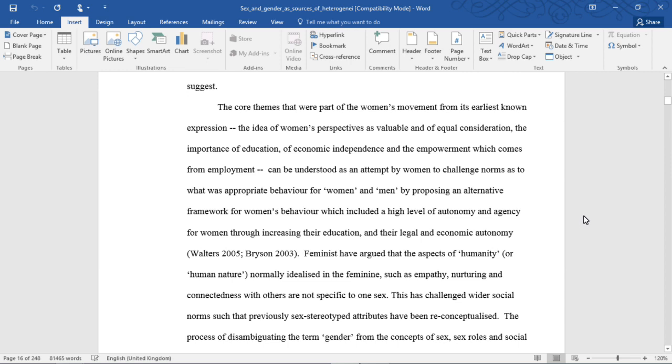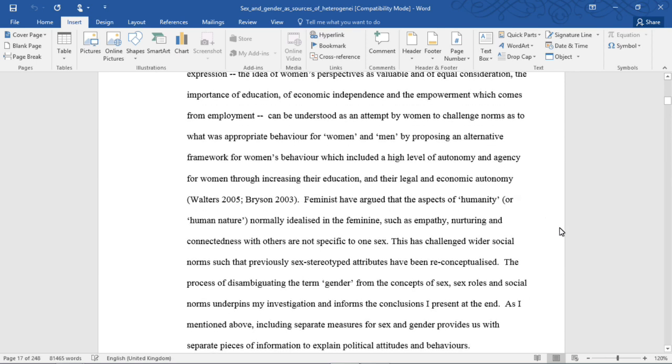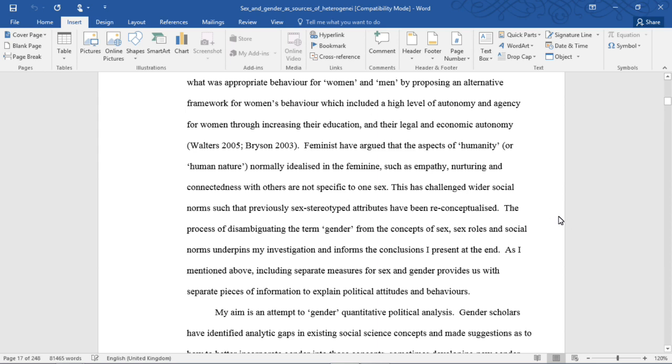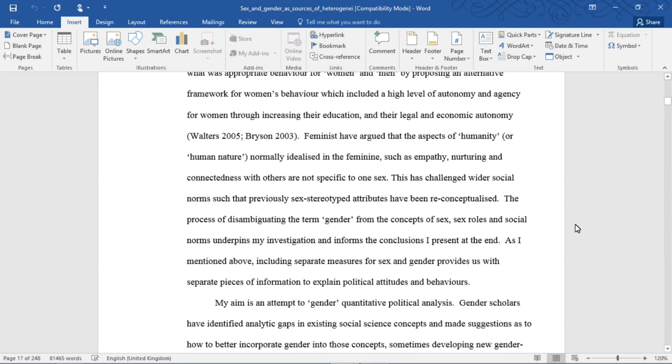The core themes that were part of the women's movement from its earliest known expression, the idea of women's perspectives as valuable and of equal consideration, the importance of education, of economic independence, and the empowerment which comes from employment, can be understood as an attempt by women to challenge norms as to what was appropriate behavior for women and men by proposing an alternative framework for women's behavior, which included a high level of autonomy and agency for women through increasing their education and their legal and economic autonomy.